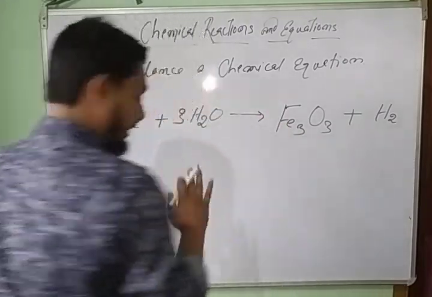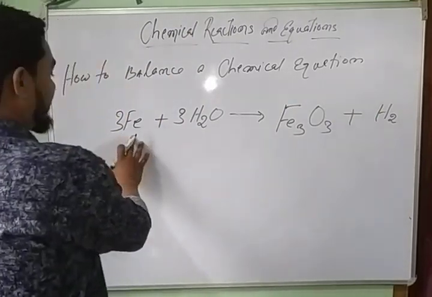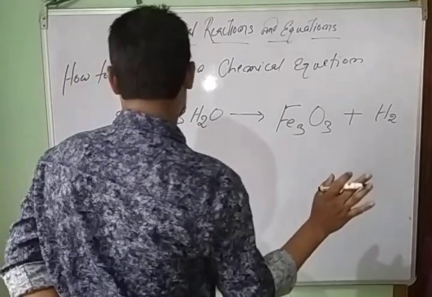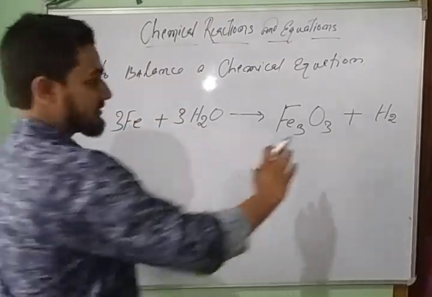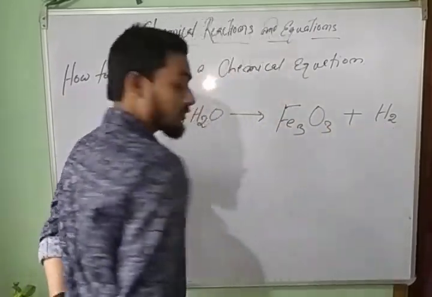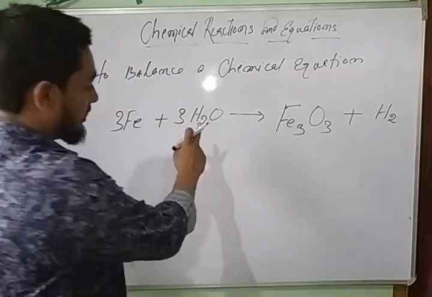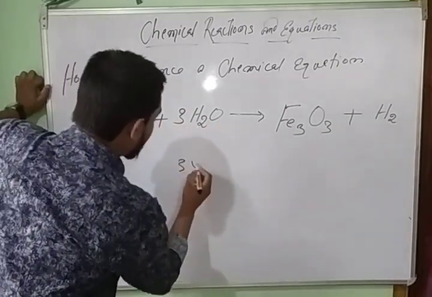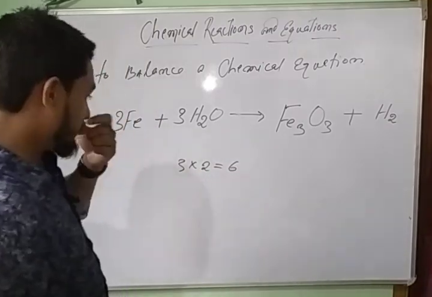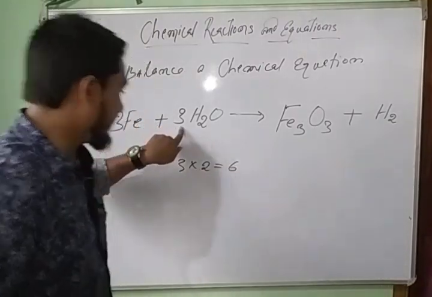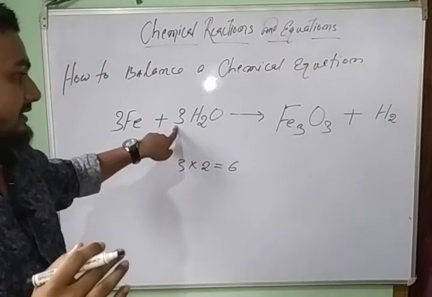Now again count the number of atoms from the first one. If you find any kind of change, then balance it again. The number of Fe is 3 here, and the number of Fe is 3. It is balanced. The number of hydrogen is 2, 3 twos are 6. It changed. Here the number of hydrogen is still 2. So to balance this, the number of hydrogen is 3 into 2, that means 6.